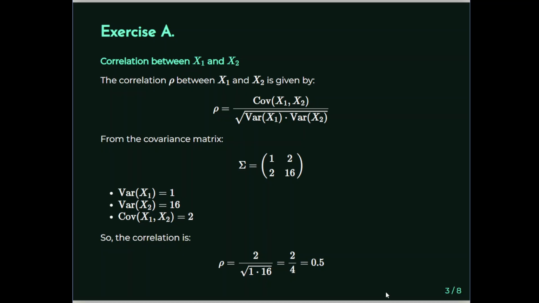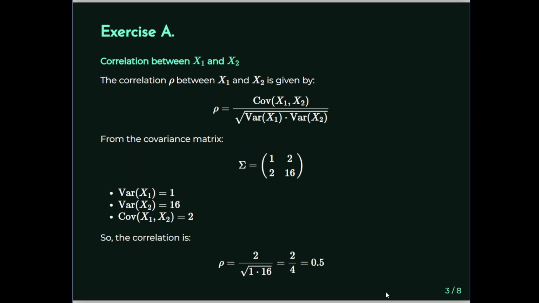Let's just remind ourselves what the formula is for the correlation. The correlation rho between x1 and x2 is given as follows: the covariance of x1, x2 divided by the square root of the variance of x1 times the variance of x2. Just in case I fluffed my lines there.